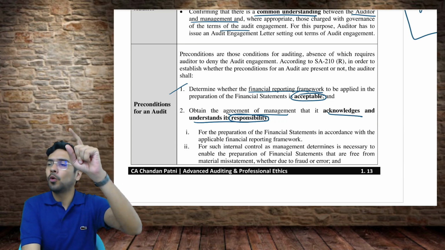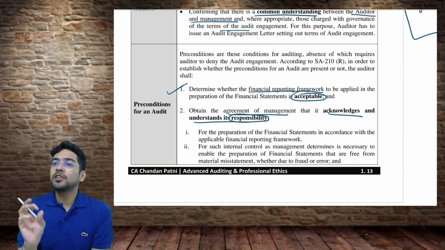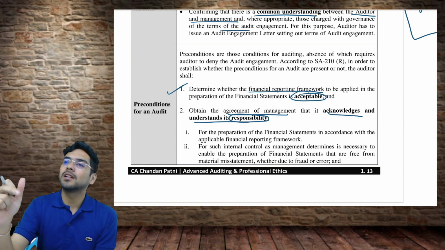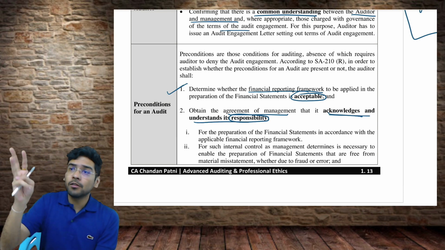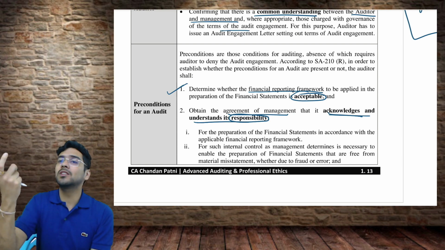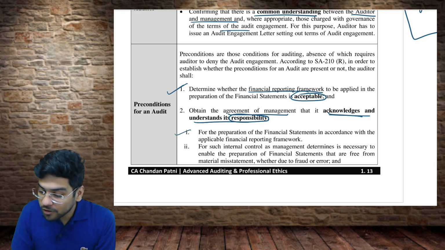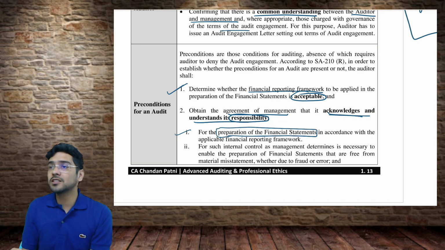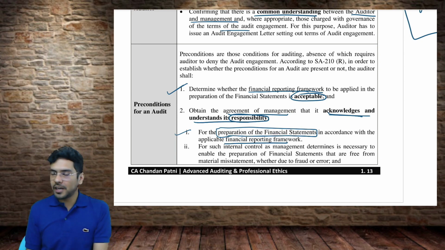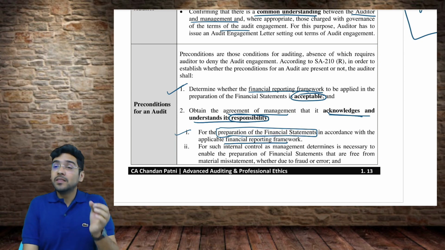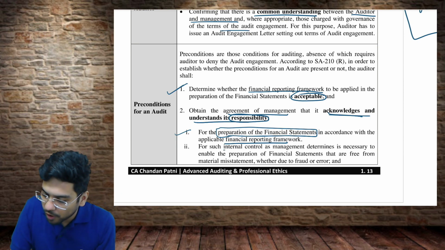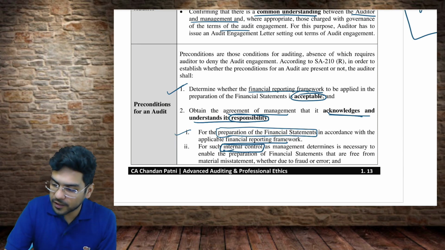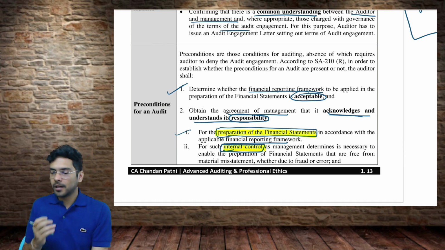Number one, what is the first precondition, guys? We just ask them whether they have an understanding of their FRF. Secondly, I would ask management to acknowledge and agree to their three basic responsibilities. What are the three basic responsibilities? For the preparation of financial statements, they are responsible for preparing the financial statements. And how? In accordance with the FRF. They shall prepare the financial statements. Second, they are the ones responsible for the design, maintenance and implementation of what? Internal controls in the organization. So preparation of financial statements, then we have internal controls.